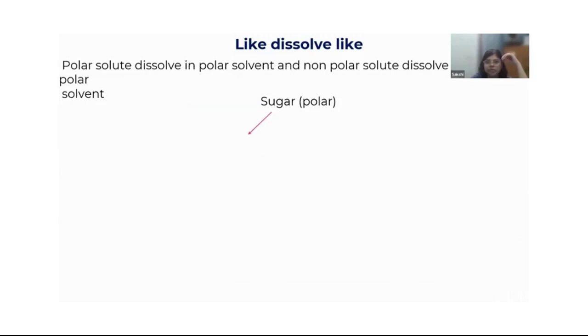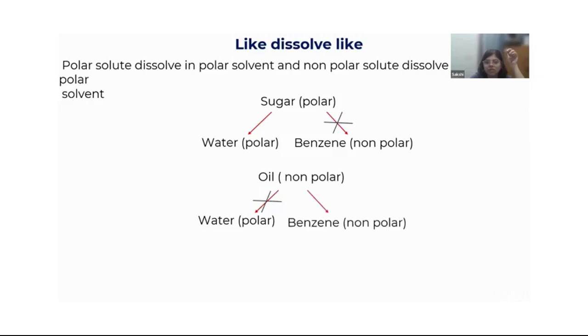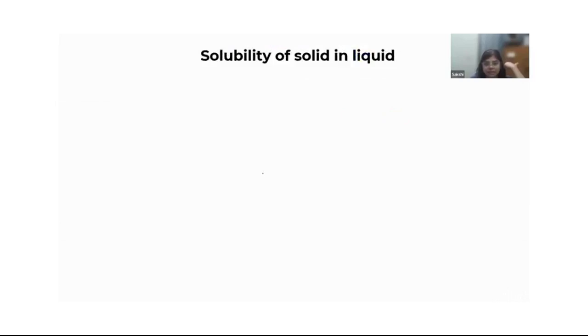Okay. A polar solute dissolves in a polar solvent. See, sugar, which is polar, would dissolve in water, but sugar would not dissolve in benzene. Can you see here, benzene is a non-polar solvent, hence it will not dissolve. Oil, which is non-polar, would dissolve in benzene, which is a non-polar solvent, but oil would not dissolve in water, as we just saw in the image previously.